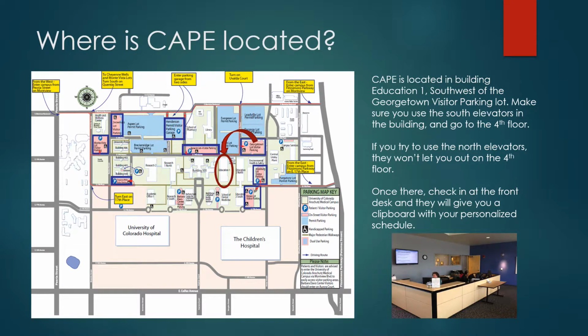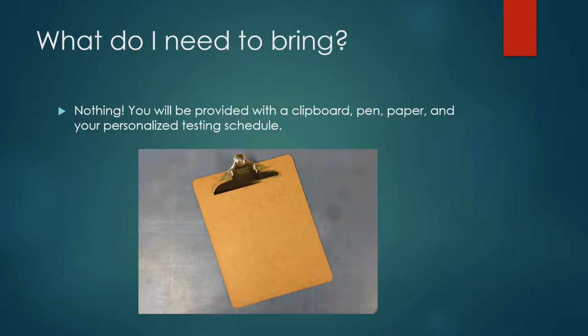The CAPE is located in Education Building 1, just southwest of the Georgetown Visitor Parking Lot. When entering the building, go to the south elevators and proceed to the 4th floor. The north elevators will not let you out on the 4th floor. Once there, check in at the front desk, where you will be given a clipboard and your personalized schedule. You do not need to worry about bringing anything to the assessment. A clipboard, pen, and paper will be provided for you.